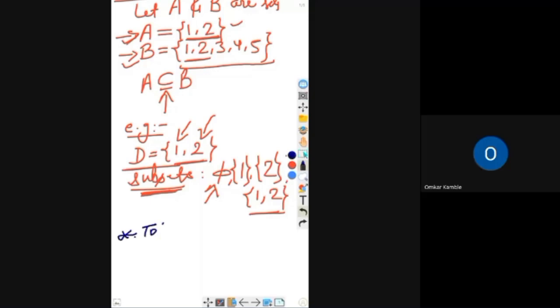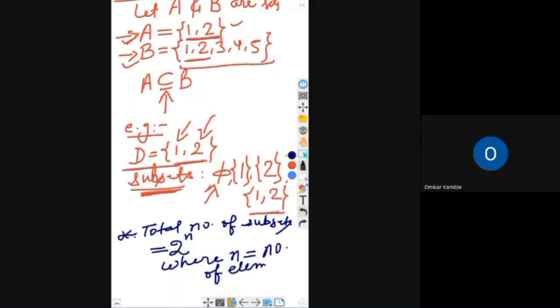I am writing a formula for the total number of subsets. To find it, use the formula 2 to the power n, where n is the cardinality of the set, or the number of elements in the set. Here, the number of elements in set D is 2, so the total number of subsets will be 2 squared, that is 4. Count it: 1, 2, 3, and 4.